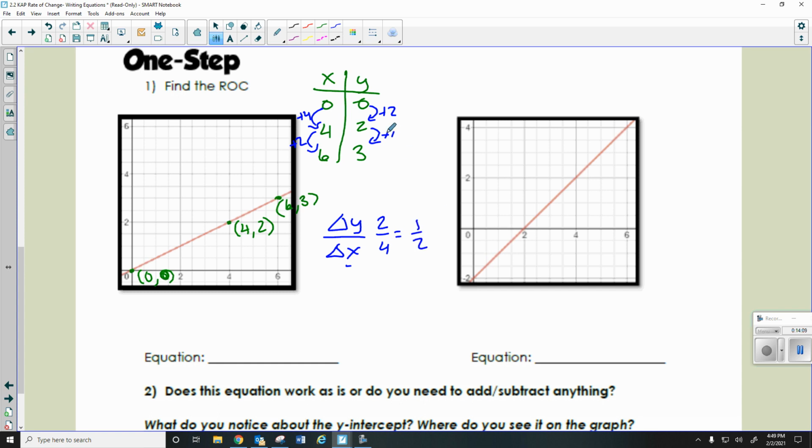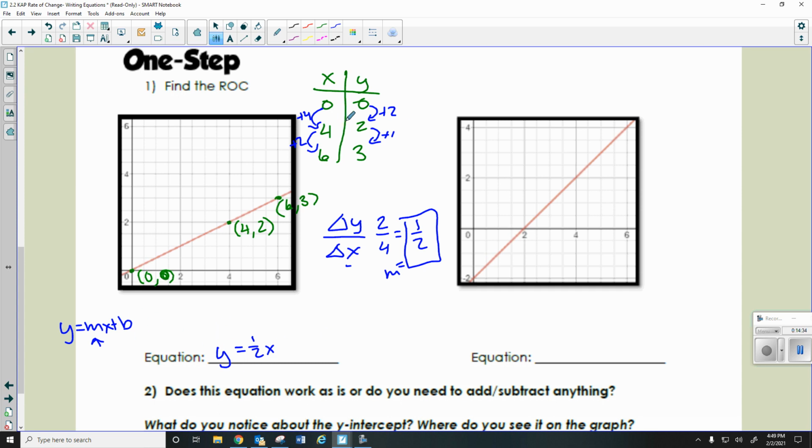And you'll see 1 over 2 is the same as 1/2. My rate of change, my m, is equal to 1/2. So let's plug that into that parent equation. Y equals mx plus b. The 1/2 is going to replace this guy. Y equals 1/2 x. But remember, I have to check. Do I need to add or subtract anything?